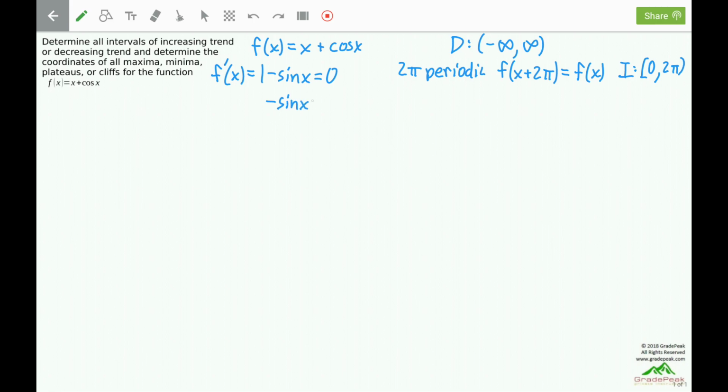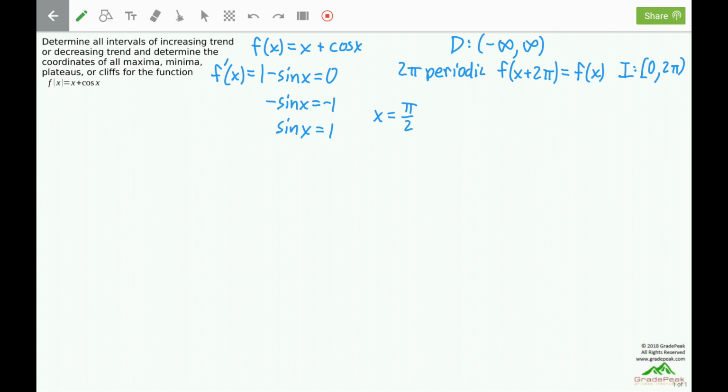We can subtract 1 from both sides to solve for x here. So negative sine x equals negative 1. Divide both sides by a negative 1. So sine x equals a positive 1. We need all locations on the unit circle interval when sine x equals positive 1. That happens at only one location. It is at pi over 2. Within the unit circle interval, that will be our only critical number.